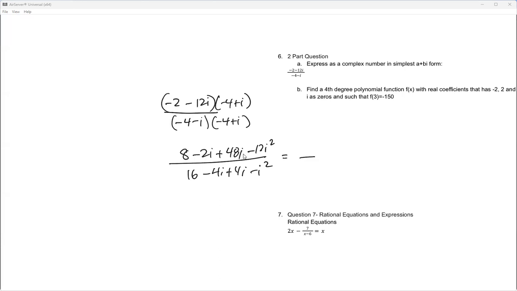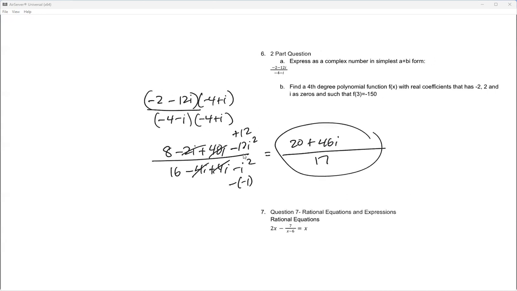When it boils down to it, let's see here. This is 46i. This is positive 12, so that's 20 plus 46i over, these cancel out. This is negative 1, so that'll be plus 1, over 17, and that's your answer.